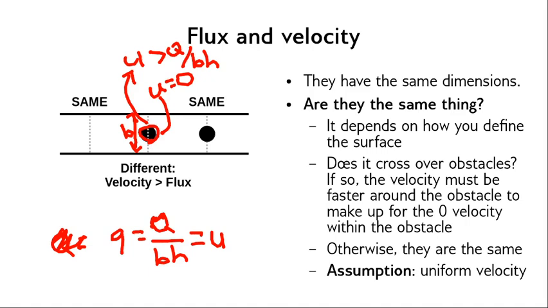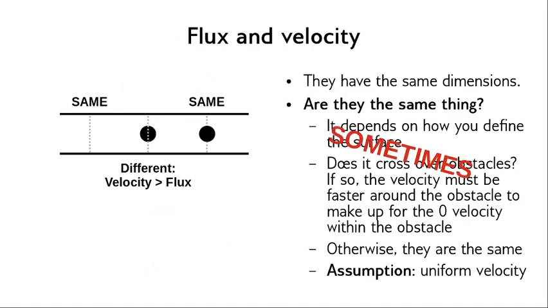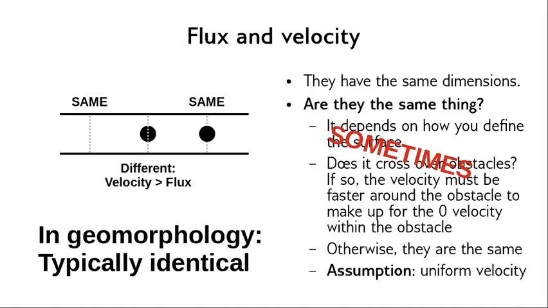On the right-hand side, you've actually just redefined that surface to no longer include the obstruction, and then once again the discharge and the velocity are the same. So here's the key. The answer is sometimes. However, and very importantly, in geomorphology, these things are typically identical.